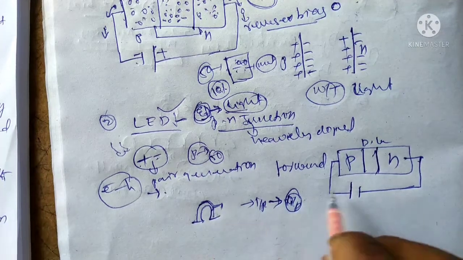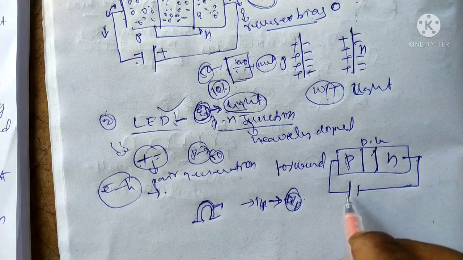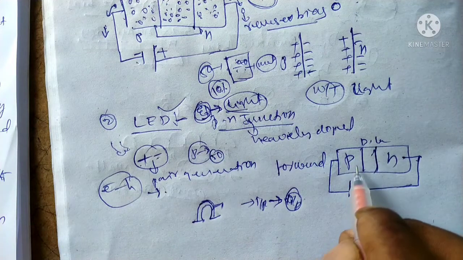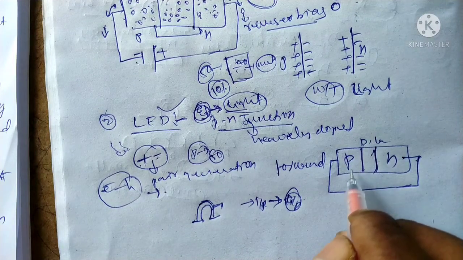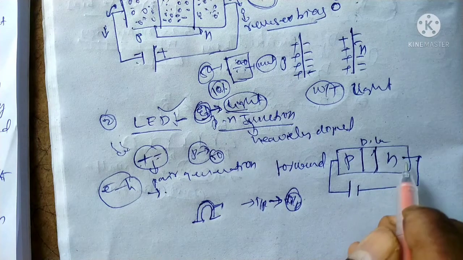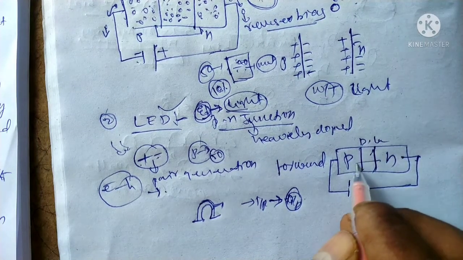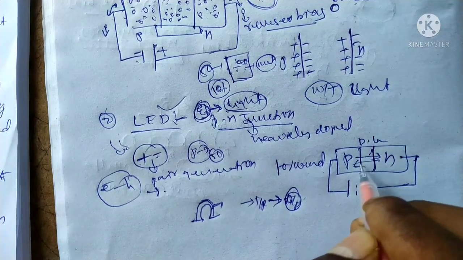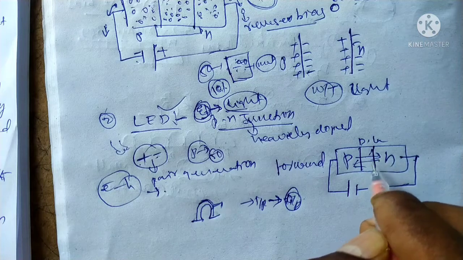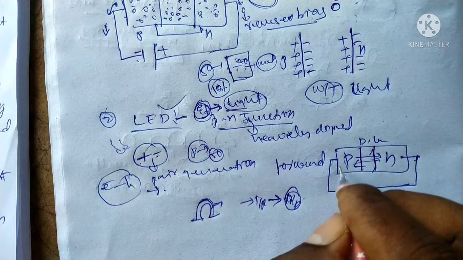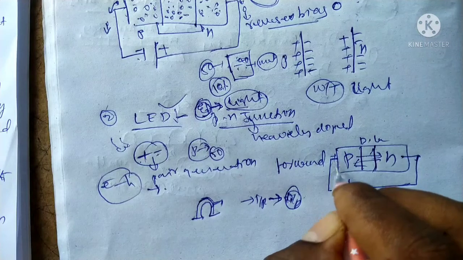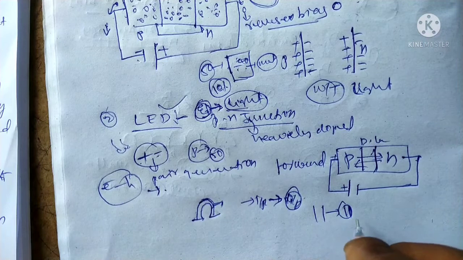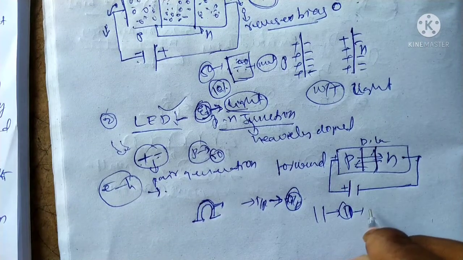Then the diode is in the case of forward bias. Forward bias means the p-type is connected to the positive terminal of the battery and the n-type is connected to the negative terminal of the battery. Electrons are coming to the p side, and holes go towards the n side. The width of the depletion layer decreases, which means we get a high amount of current.